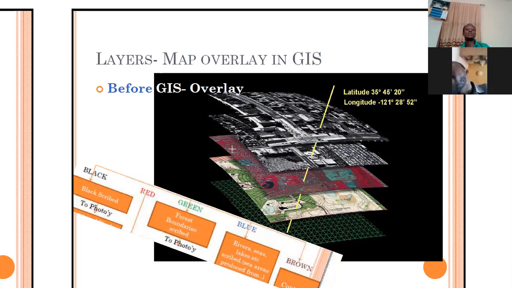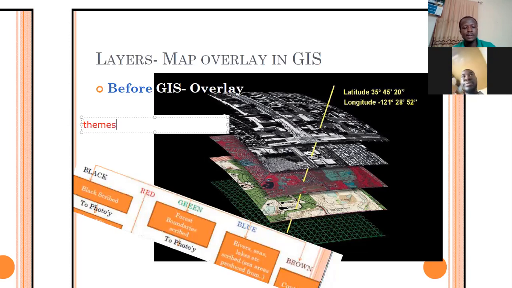Let's move on. Let's talk about map overlay. I think we know what overlays are. Overlays are a way of separating the data. So you can't talk about overlay without talking about themes. Okay, or a theme. So what is a theme? The theme is like a topic, a certain subject.